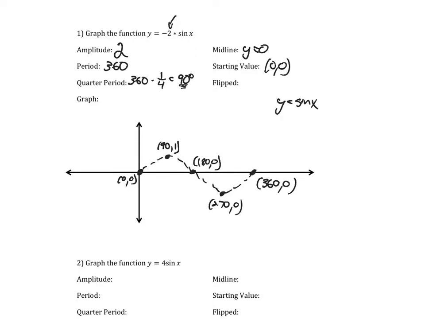Now, in red, I'm going to graph y equals negative 2 sine of x, and what I'm going to do is apply those same rules as I did before. I'm going to take all my y values and multiply them by the number in front. Or let me graph the midline first, and then we'll do that. So my midline here is at 0.